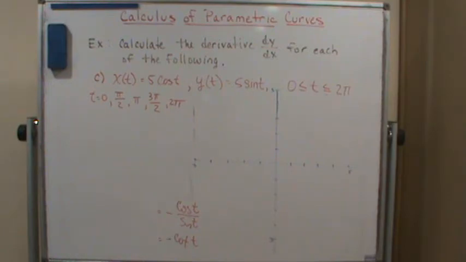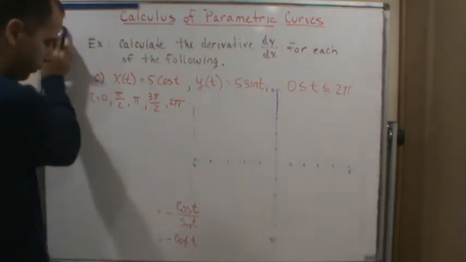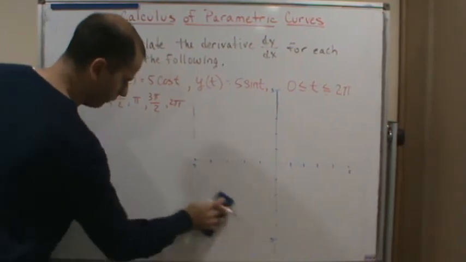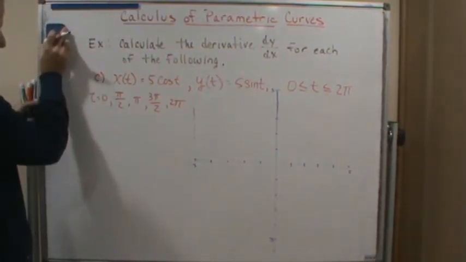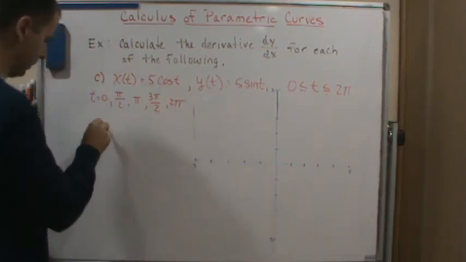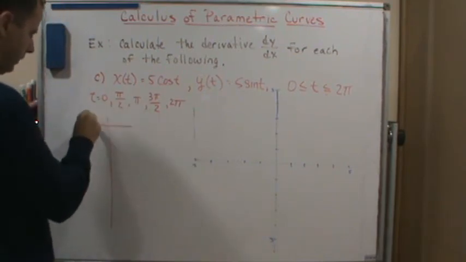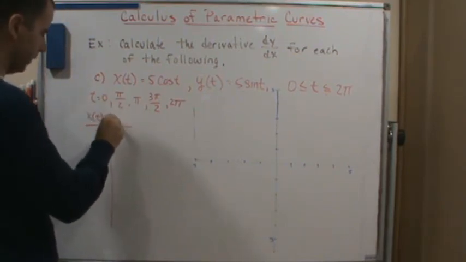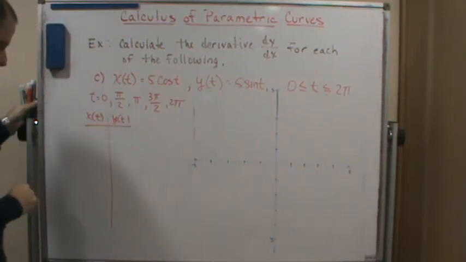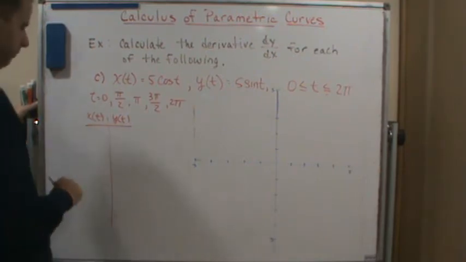Now, substituting each one of these in for the parametric equations, we're going to get the following. So we don't need this anymore, right? We were just looking for the critical values. We got those. Now we're going to plug these into x of t and y of t.